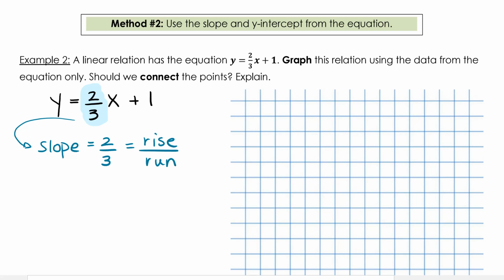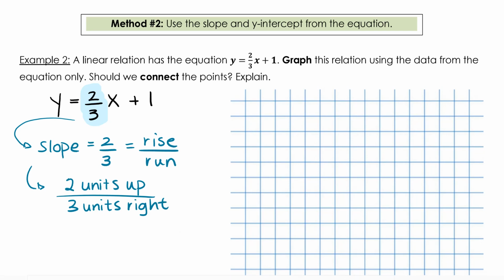Let's translate that into terms that we can understand for our graph. This means that we go 2 units up for every 3 units to the right. The second piece of information that we have is the y-intercept, which is 1. This means that the point 0, 1 is on the graph.